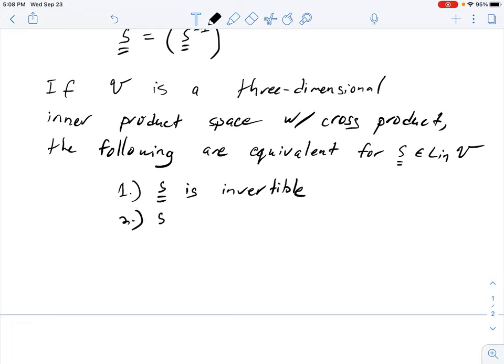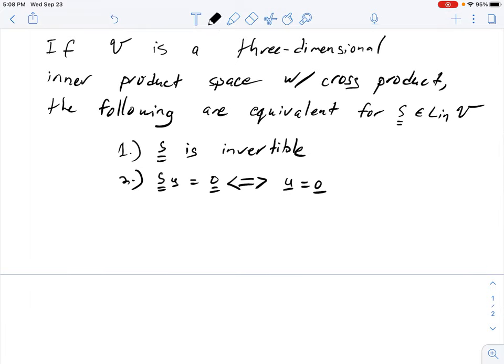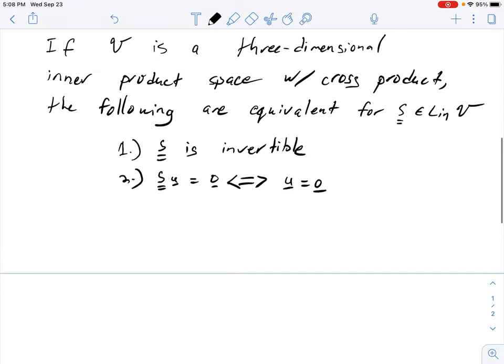The second is that S times u is equal to vector 0 if and only if u is equal to 0. So these first two don't require it to be an inner product space or cross product space or three-dimensional or anything. These are always going to be the case. And then the next two are going to require it.